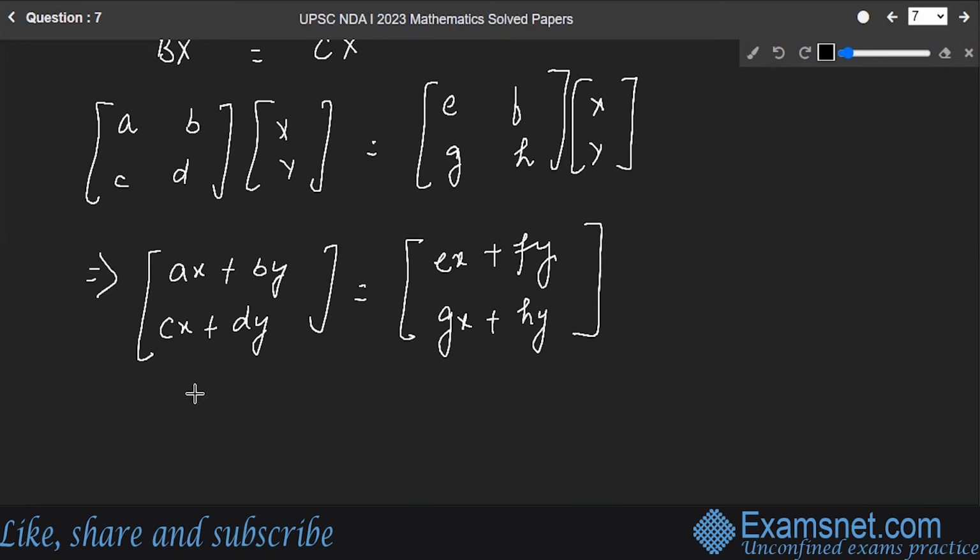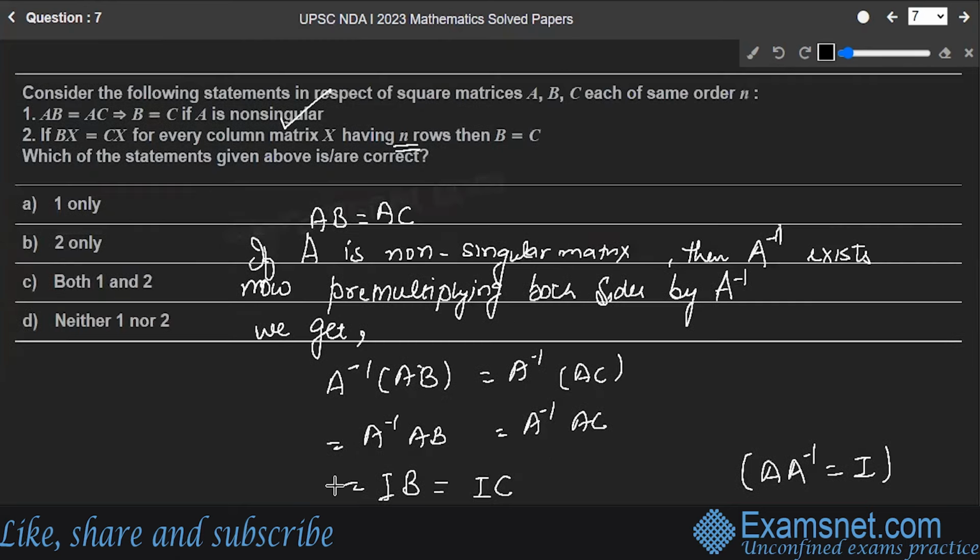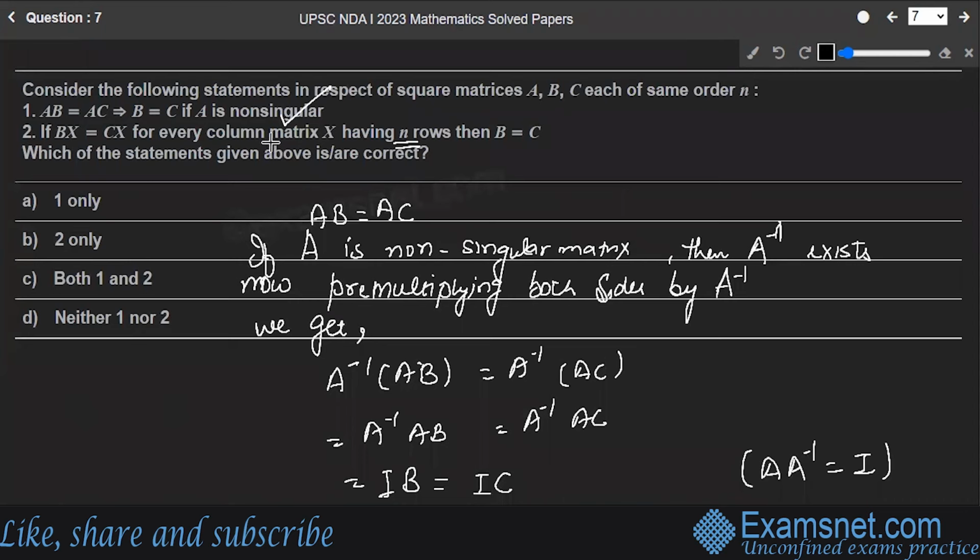So here, that means if they are equal, there is no compulsion that B and C should be equal. For Bx is equal to Cx, B need not be equal to C. That means statement 2 is wrong. This one is wrong. So only one is true. Option A is the correct answer. Hope you understood this. Let's move to the next question, number 8.